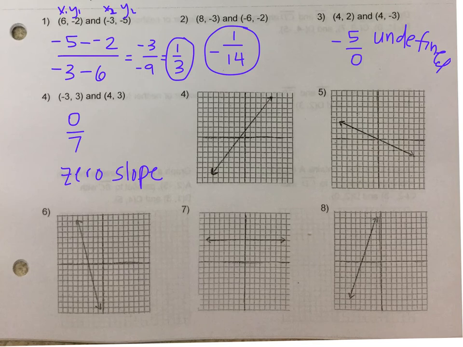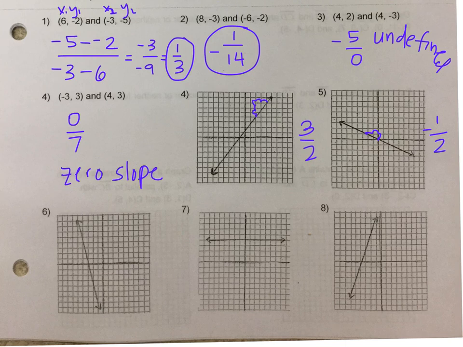To find the slope when you have a picture, you pick 2 points and you rise and you run. So I'm going to pick this point and this point. 1, 2, 3, 1, 2. I rose 3, I ran 2. This one, I rise 1 and run backwards 2. So negative 1 over 2.